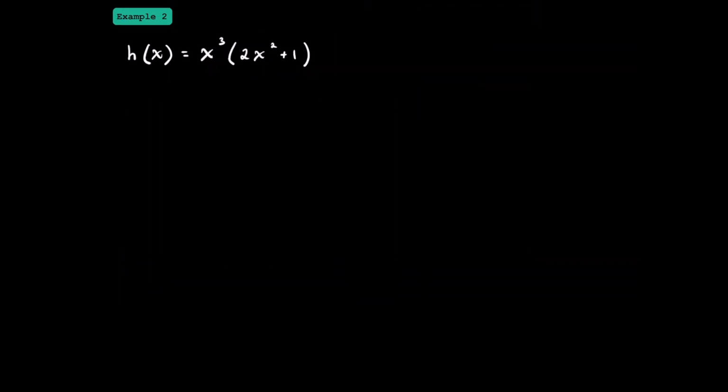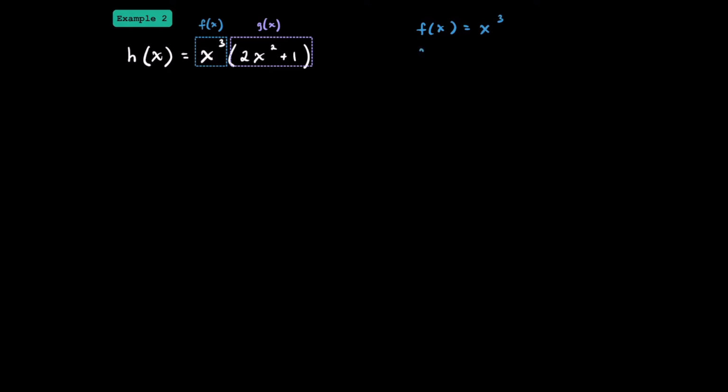H of x is made up of the product of two functions. We can call these f of x and g of x. You can also still think of them as your first and second function. First, we can write that f of x is just equal to x to the 3rd power. F prime of x, or its derivative, using the power rule, is going to be 3x to the 2nd power. G of x we know is equal to 2x squared plus 1. And g prime of x using the product rule and the sum rule is going to be 4x.